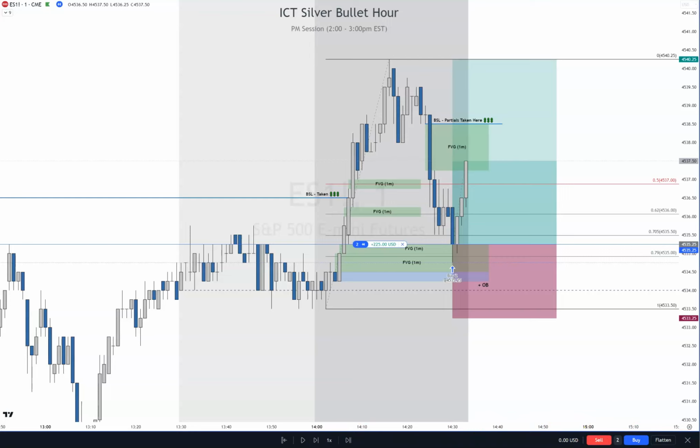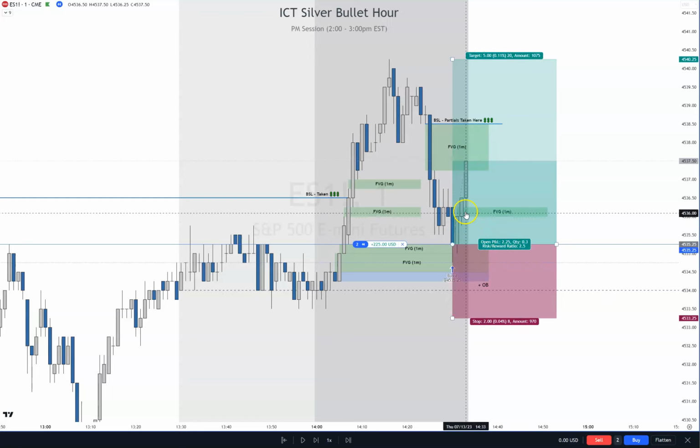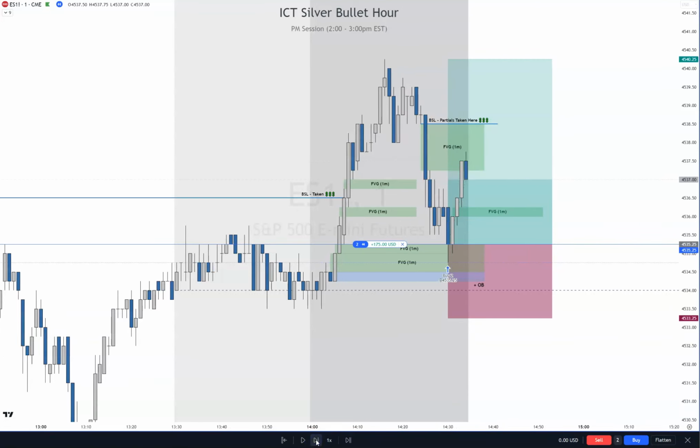All right, let's take that fib off here. The fair value gap right there. There's another fair value gap right there.